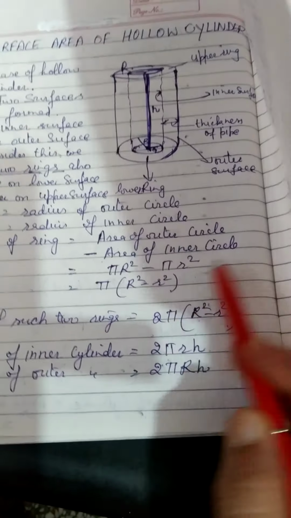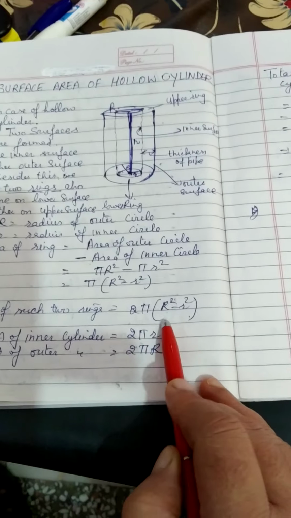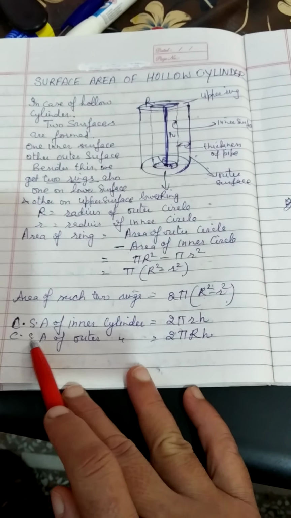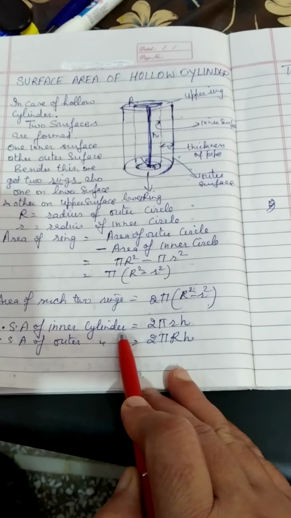Now pi is common from here. Pi into R square minus r square is the area of the ring. Now we have two rings of such type, one on the top and other on the bottom. Now area of such two rings will be pi into R square minus r square plus pi into R square minus r square. Means we will get area of such two rings is equal to 2 pi into R square minus r square.